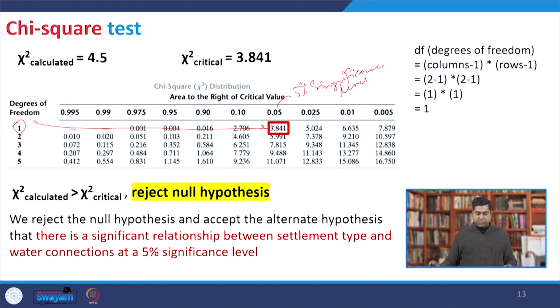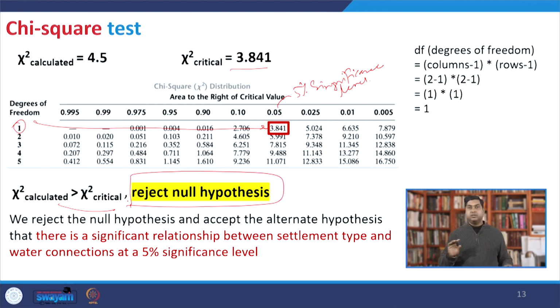So the critical value is 3.84, and what was our calculated value? 4.50. Now here the chi-square calculated is greater than chi-square critical, because 4.5 is higher than 3.84. So whenever it is higher, the condition is that we have to reject the null hypothesis. So that's the decision.